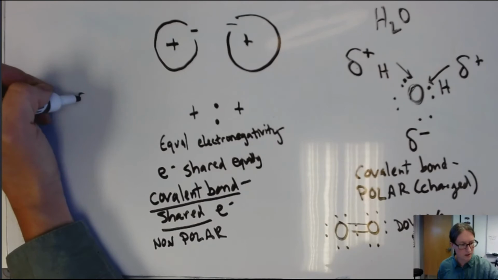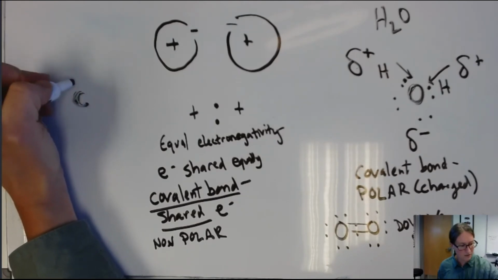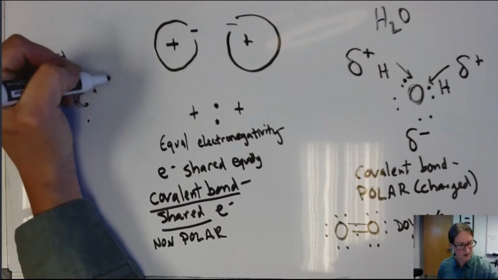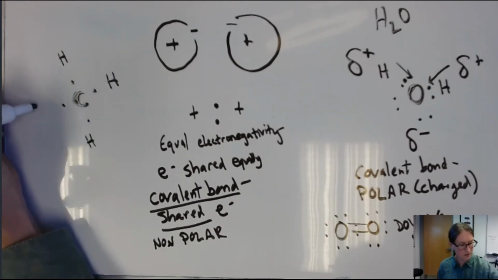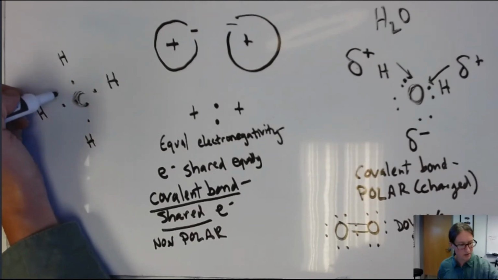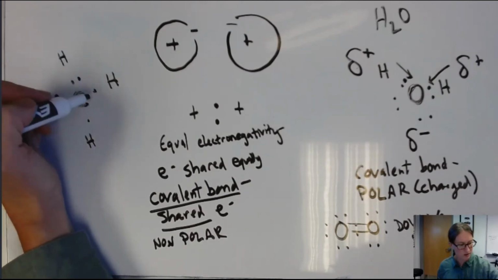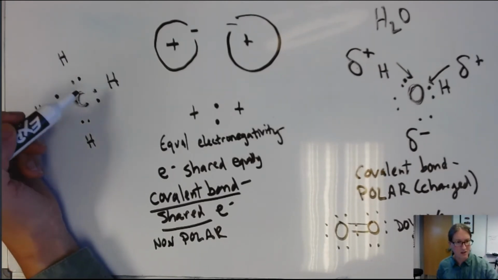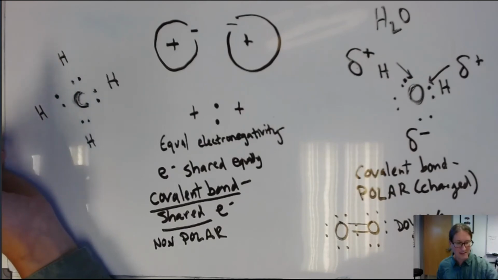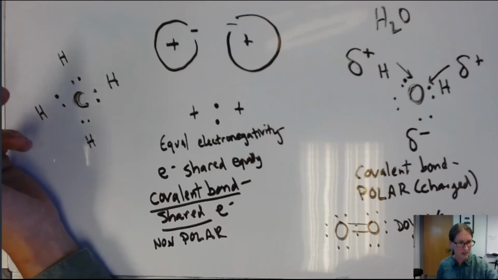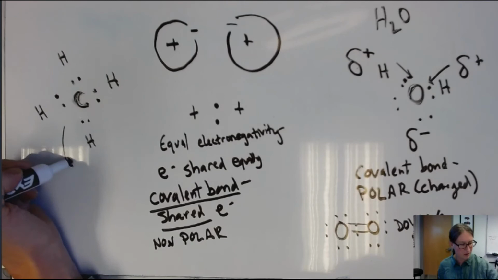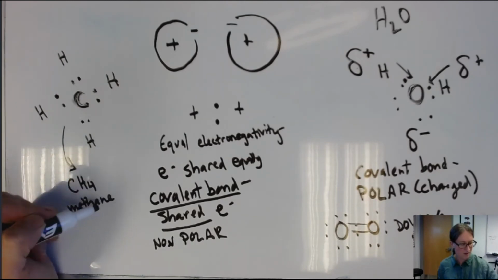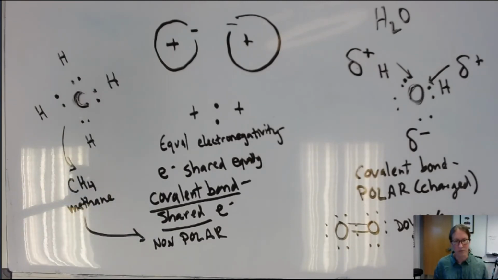Okay, so here's our carbon. It's got 4 unpaired electrons. Here is 4 hydrogens with unpaired electrons. So hydrogen's electrons are going to be shared with carbon. But again, the carbon does not have that different an electronegativity from hydrogen. And so this resulting molecule, CH4 or methane, is also a nonpolar molecule.